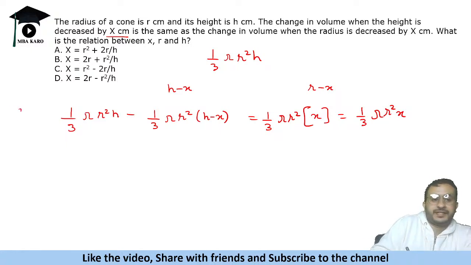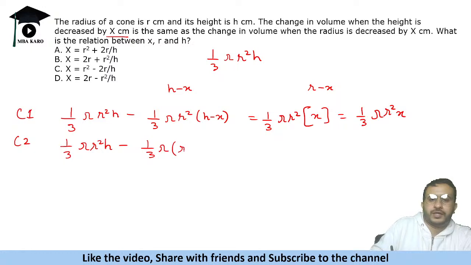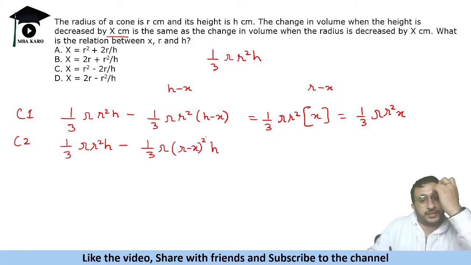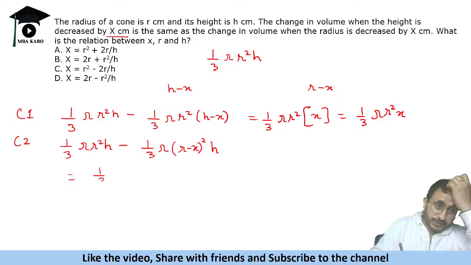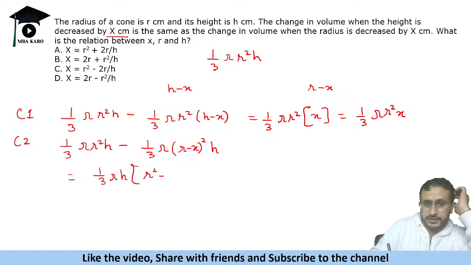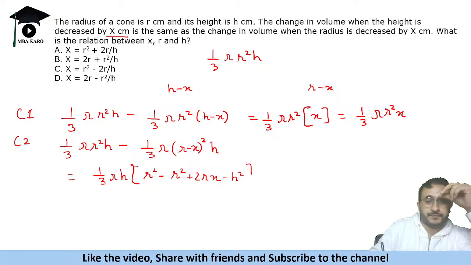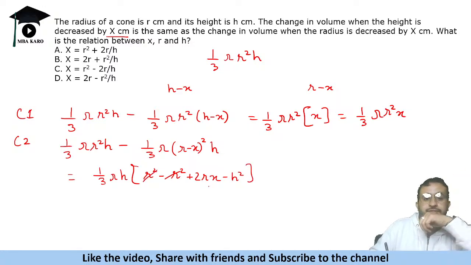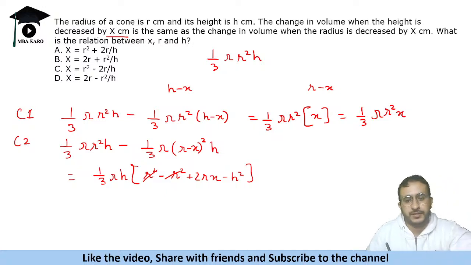ठीक है. In the second case, 1/3 pi r square h minus 1/3 pi (r minus x) whole square and h. ठीक है. So in this case 1/3 pi h is common. This is r square minus (r square minus 2rx plus x square). So r square cancelled. So this will become this thing. मुझे ये वाले क्वेश्चन सबसे गंदे लगते हैं जिसमें आपको ऐसे इक्वेट करना पड़ता है.